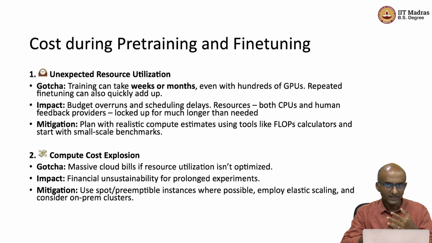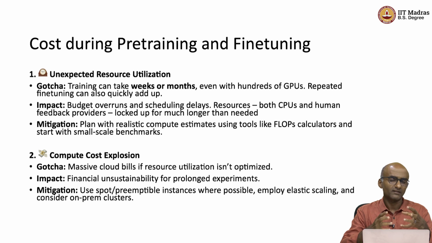So training can take weeks or months. Fine-tuning can take minutes or hours, and fine-tuning is repeated often. Like we saw, fine-tuning happens every week as one of the best practices. So all of this can very quickly add up with respect to resource utilization. Budget overruns can happen, scheduling delays can happen, right?